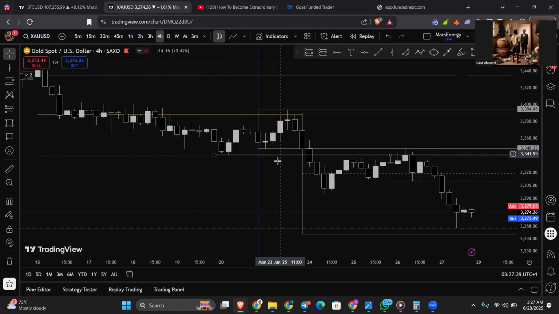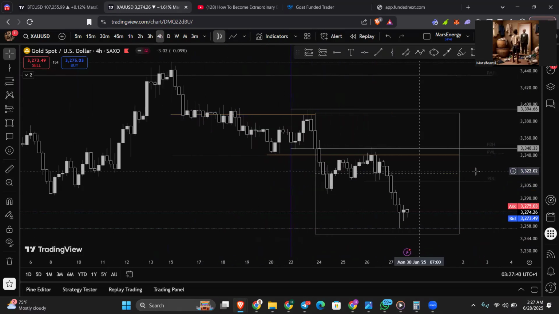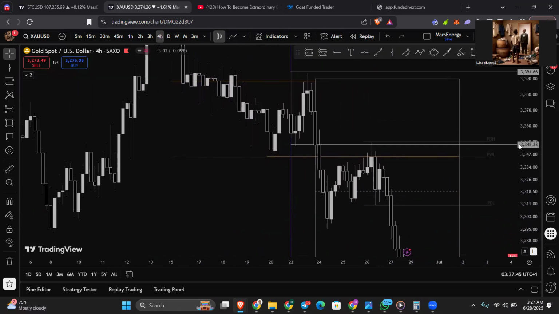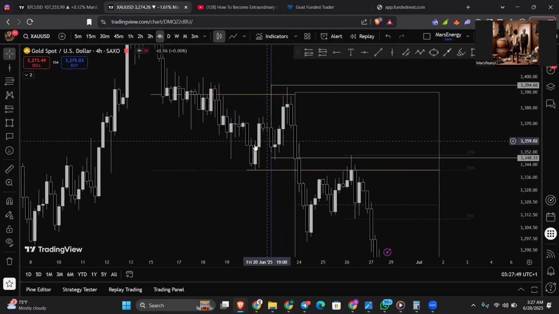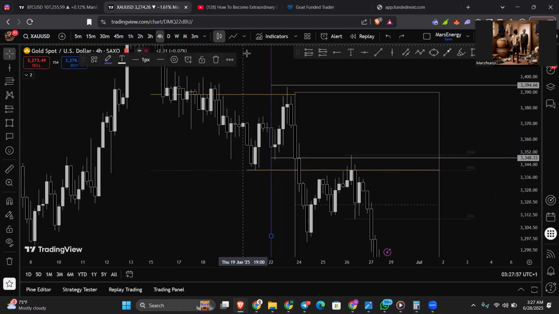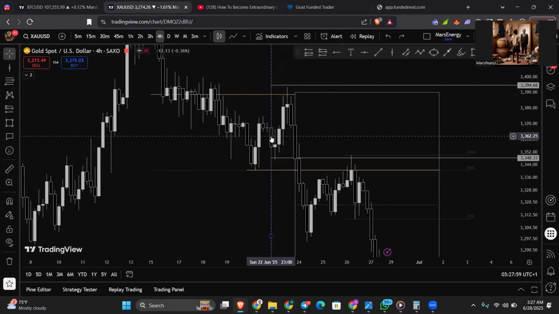Right. So on the H4, what do we have on the H4? On the H4, I want to be able to see a break of the bottom, right? So this is Monday, the whole of this is Monday, right? Now this Monday.